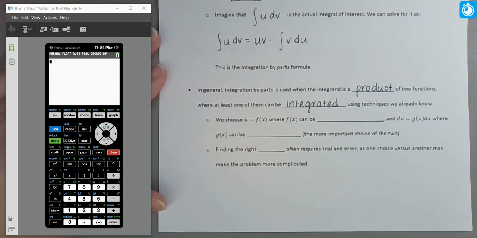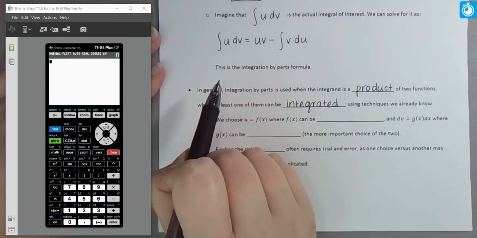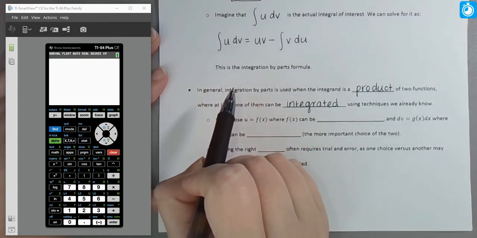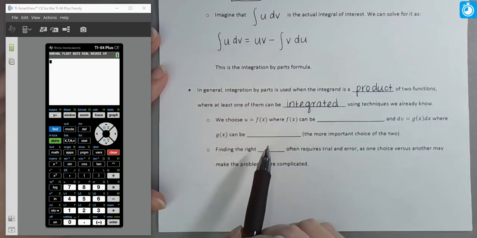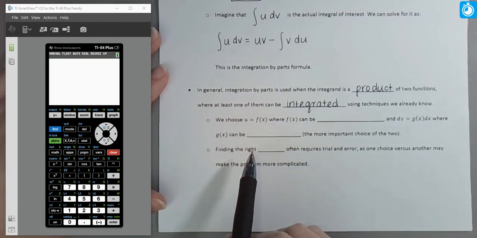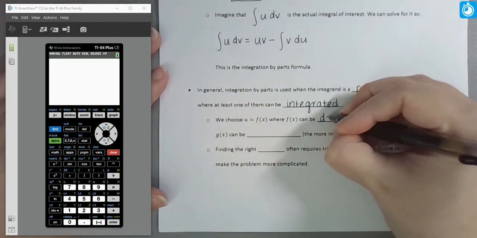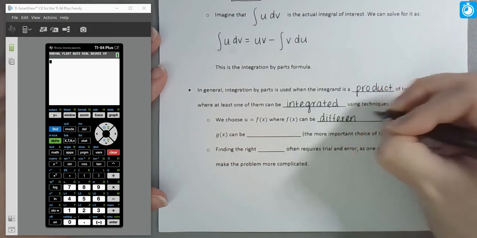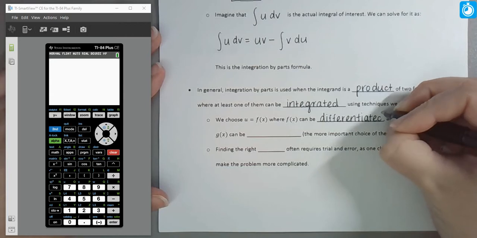So essentially what we then need to do is determine which function is going to work which way, because again, u will be a standalone function, and then dv will be a standalone function that also has a differential associated with it. So u is going to be f of x, some function f of x. Specifically, we want to choose f of x where f of x is a function that can be differentiated. And that's not difficult to find. Pretty much any function, we can differentiate it.